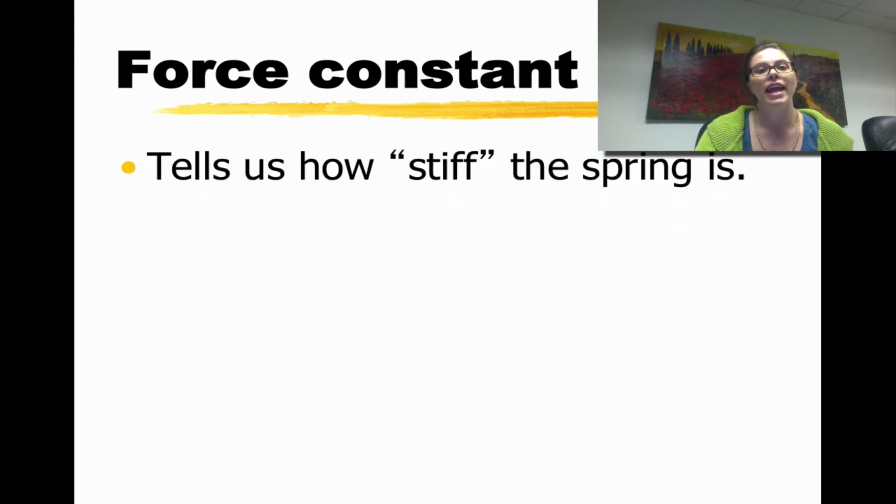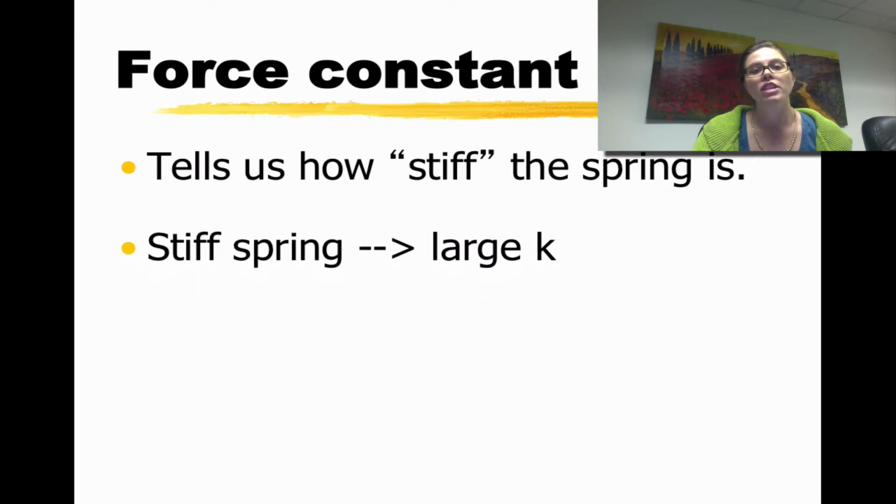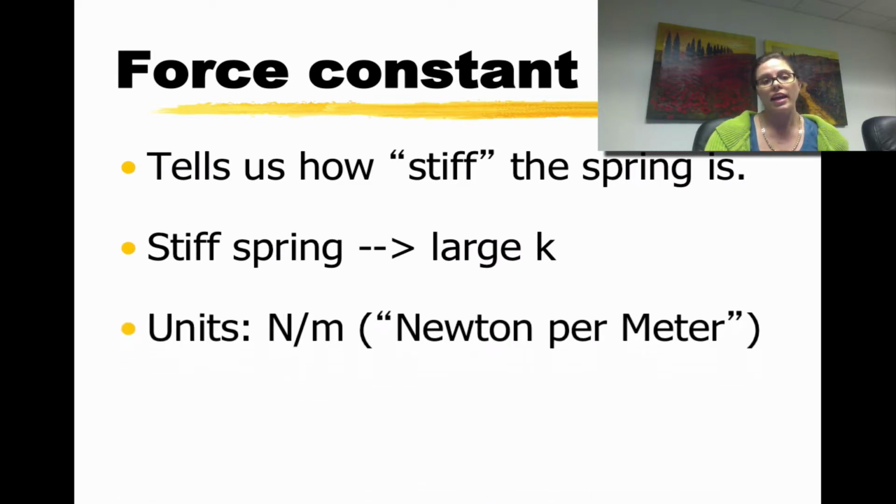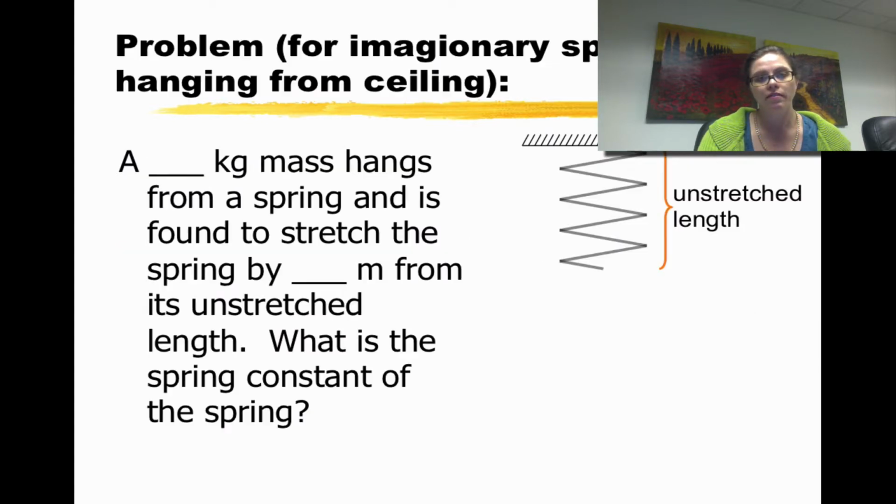The force constant K just tells us how stiff the spring is. A large K means that a spring is very hard to pull apart, to stretch, or to compress. And a very small K would be something that's very flimsy, easy to stretch or compress. The units for K is newtons per meter.